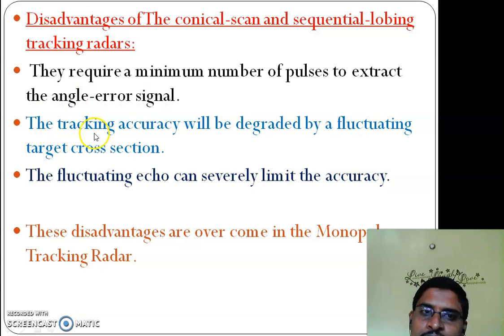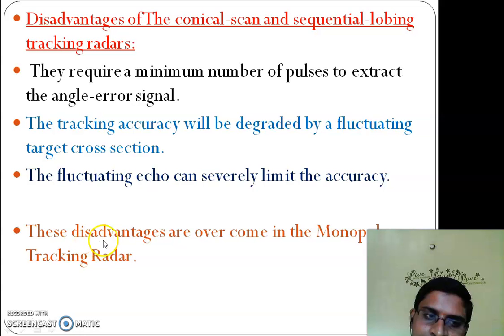Next, tracking accuracy will be degraded by fluctuating target cross section. Actually the target must be stationary. The cross section of the target must be constant, but it slightly fluctuates. Due to these fluctuations, tracking accuracy will be degraded. Next, the fluctuating echo can severely limit the accuracy.